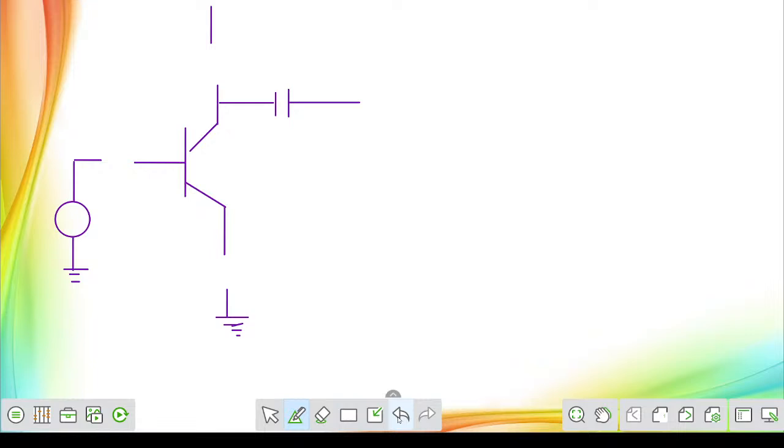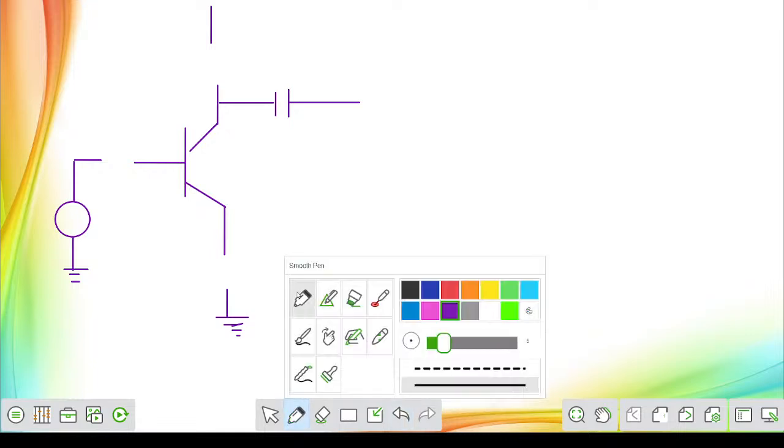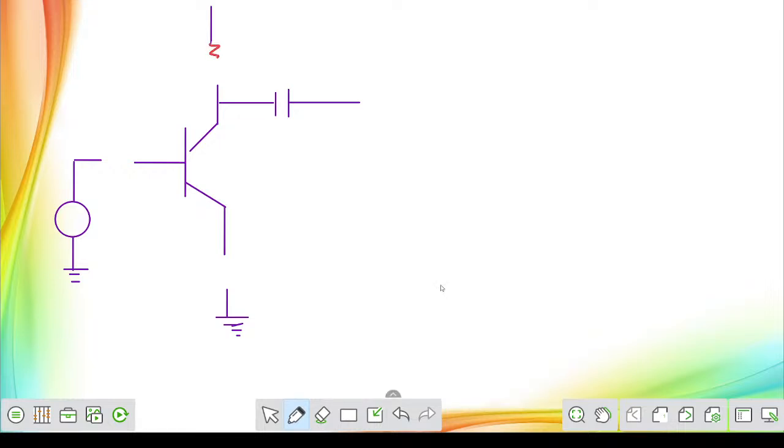Fine, sir. Let's redraw. Sorry. Let me connect a few more parameters. Now the thing is, on the collector terminal, let us assume there is a resistor and we are calling it the collector resistor RC.